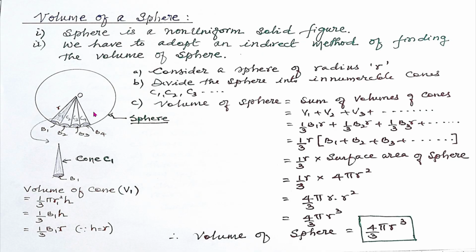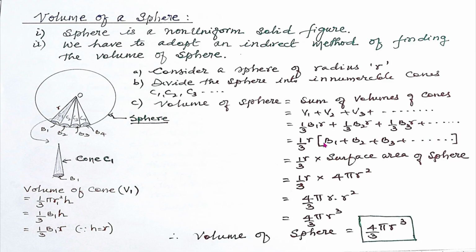Now to find the volume of the sphere, we have to add the volumes of all the cones. Therefore let us see how to find that. Now the sum of the volume of the cones is equal to the volume V1, V2, V3, V4 and so on, innumerable number of cones there, and we know that volume of the cone V1 is 1 by 3 B1 r. Similarly the volume of cone C2 is 1 by 3 B2 r, V3 is 1 by 3 B3 r and so on. We have got innumerable number of cones. Now in this 1 by 3 r is common, so I have taken 1 by 3 r common here, and I have put in the bracket the areas of the bases of all the cones.